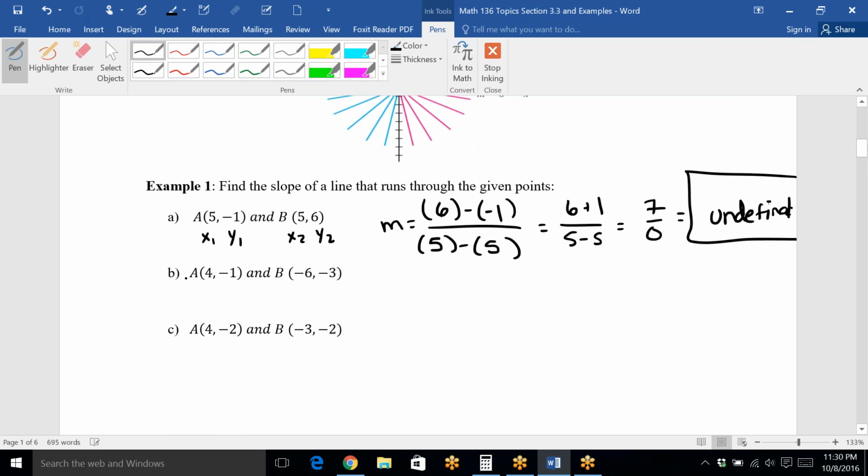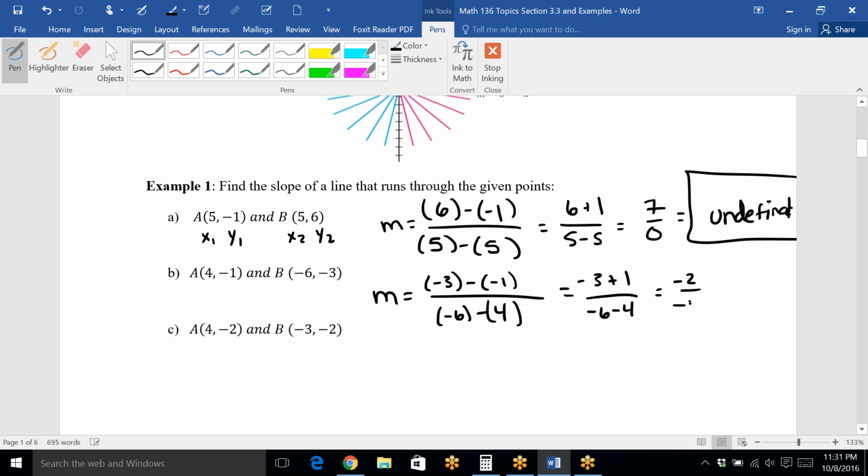Let's do the next one. Same numberings. So this would be negative 3 minus a negative 1 on top, because that's the two y values, over negative 6 minus 4 on the bottom. This is negative 3 plus 1 over negative 6 minus 4, so that is negative 2 over negative 10. We are supposed to reduce, so this would be positive because it's negative over negative, and it reduces to 1/5.